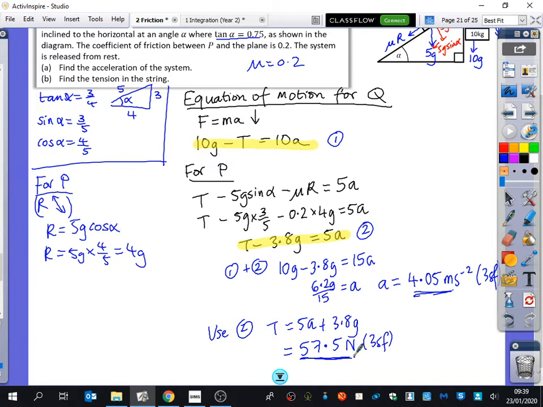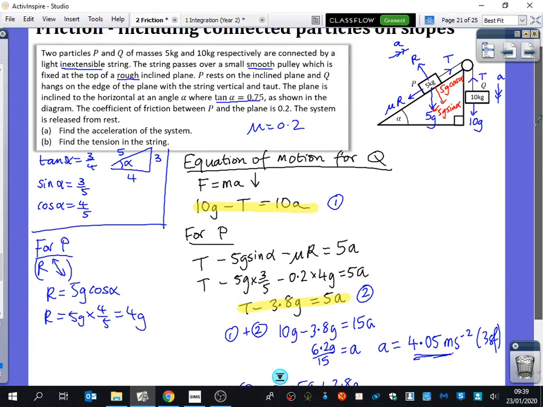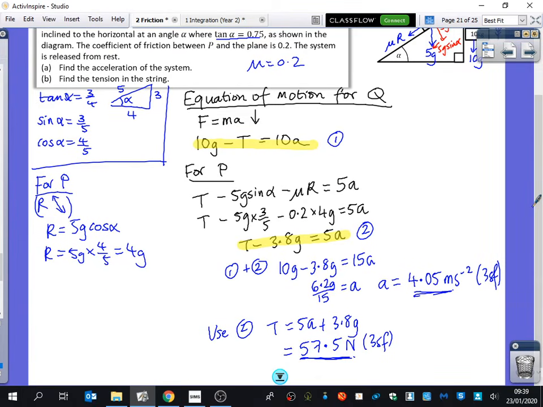If you have a question where instead of it saying 5 kilograms and 10 kilograms, it says like m and 3m, your acceleration will always be a number because the m's will cancel out, but the tension will always be in terms of m. And that makes sense because we know acceleration often doesn't have anything to do with the mass of something, but the tension will.